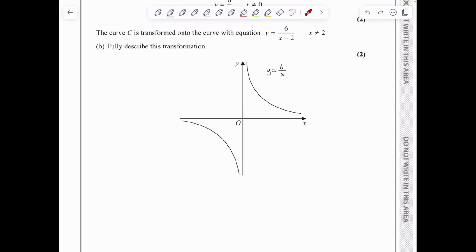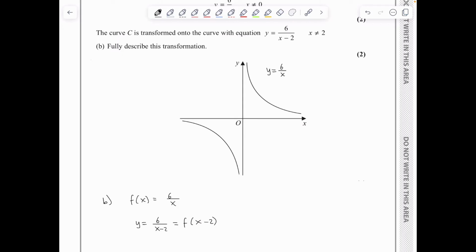In part B, we're told that C is transformed to the curve with the equation y is 6 over x minus 2, and we need to fully describe this transformation. Well, I will actually start by defining f of x to be 6 over x, and we're now considering y to be 6 over x minus 2, which can easily be seen to be f of x minus 2.